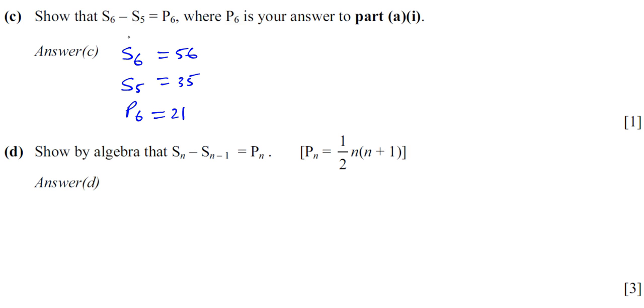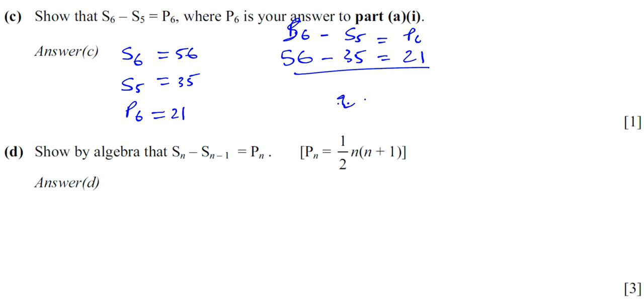It says show that S6, we have 56, minus S5, which is 35. You can see that gives you 21. So therefore, it's true. So you have to just show that that's fine. So here we have S6 minus S5 equals P6. Okay, so that's shown. Now, show by algebra that Sn minus Sn minus 1 is equal to Pn.